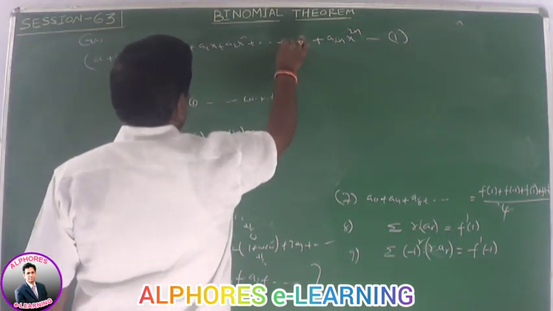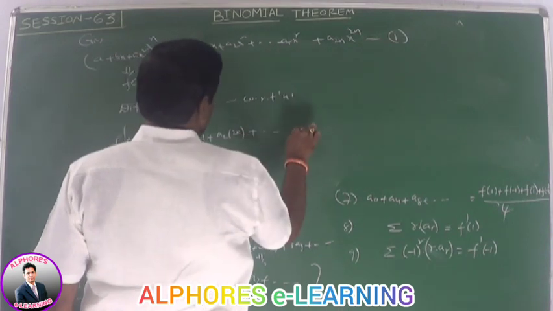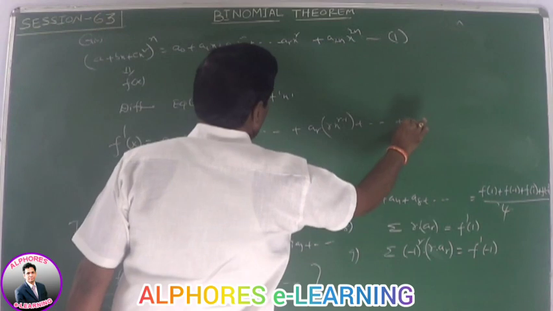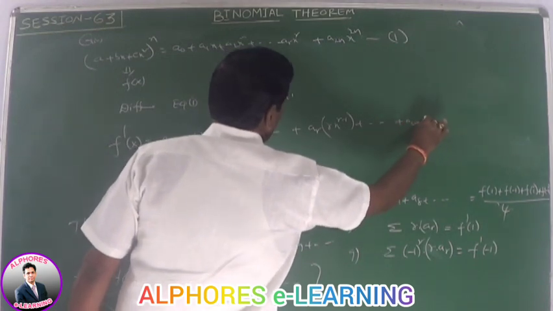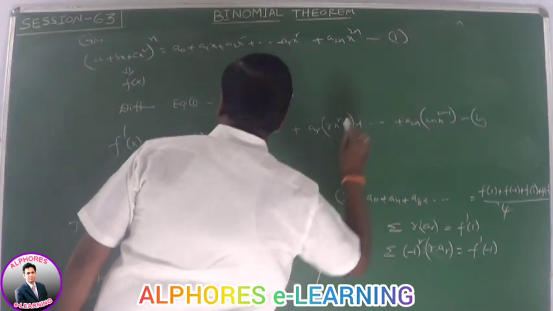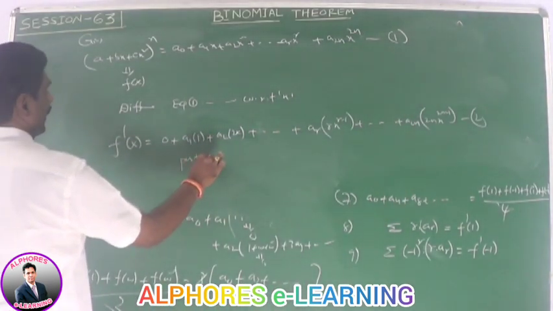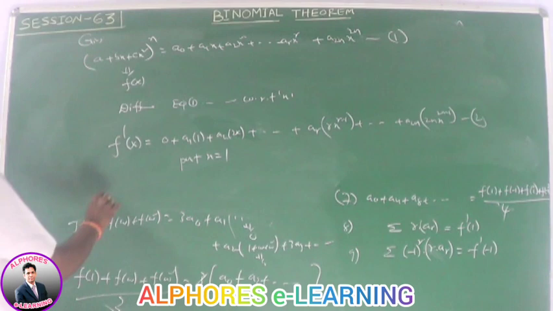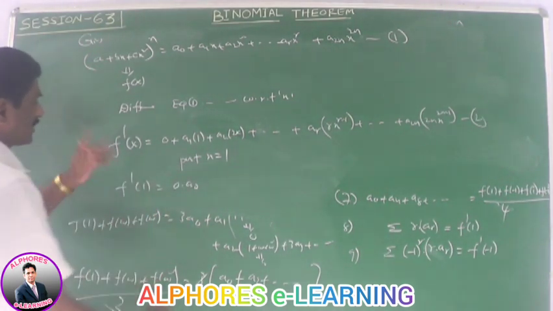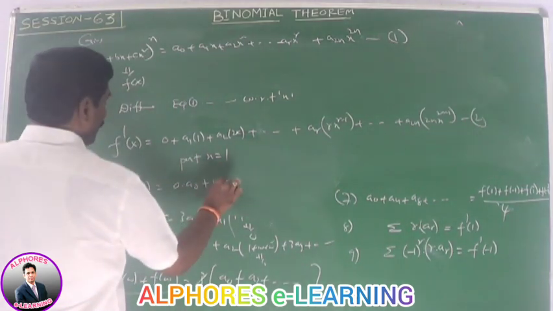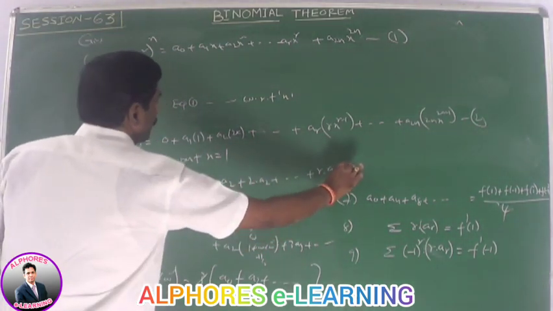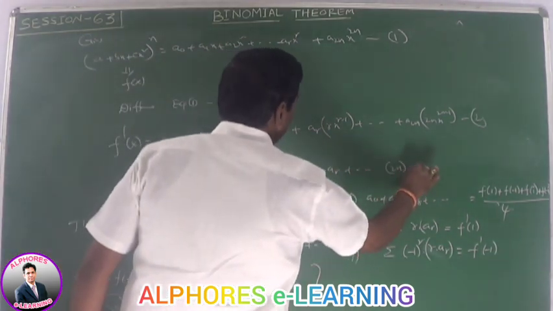Say this value is ar into x power r. That means ar into r into x power r minus 1, plus so on, a2n into 2n into x power 2n minus 1. Okay, say this is equation number 2. Put x is equal to 1 in this equation. We get f dash 1 is equal to 0 into a0 plus 1 into a1 plus 2 into a2 plus r into ar plus so on, 2n into a suffix 2n.